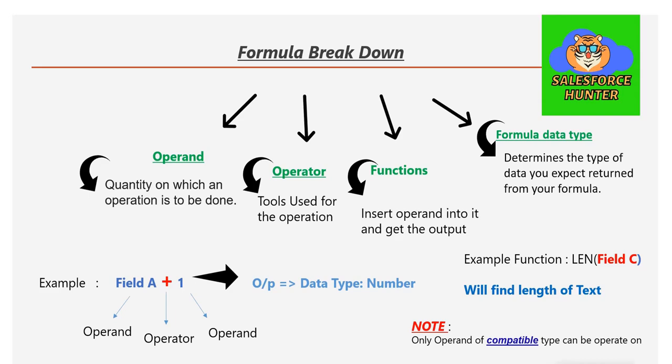Now let's take an example of a function. There are various functions available for formulas, but let's take one of them, and we will discuss functions in detail in the coming videos. For example, there is a LEN function which is used to calculate the length of a text field. Suppose field C is a text field. It would find the length of that field. By length it means the number of characters present in that field.